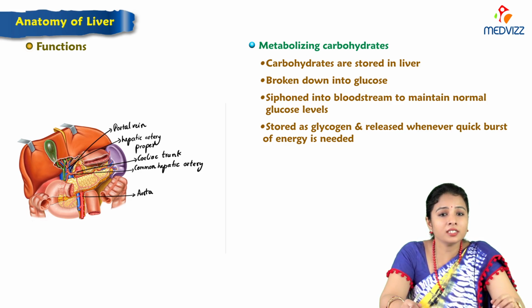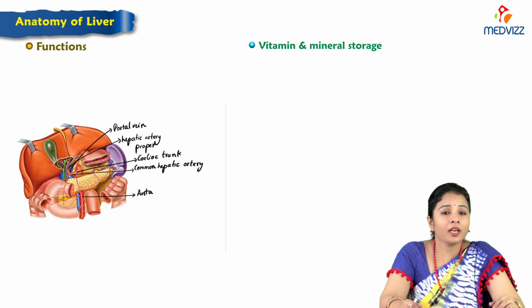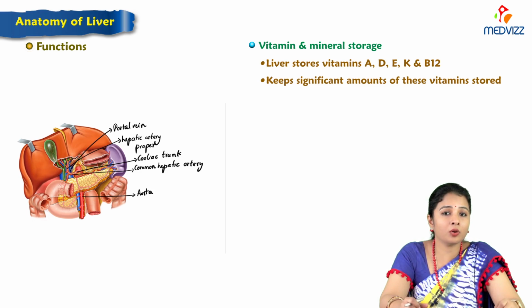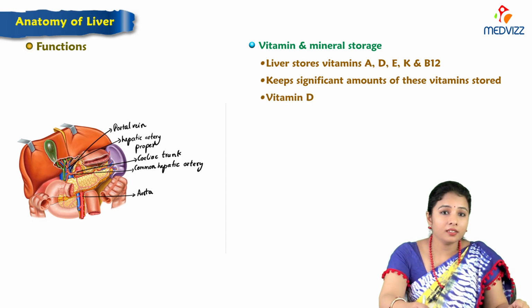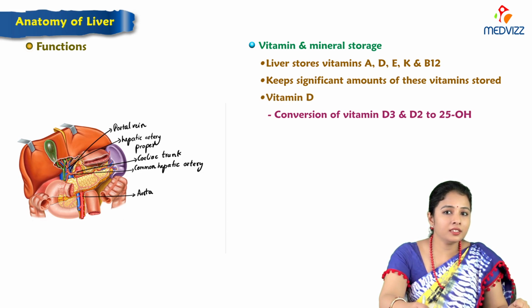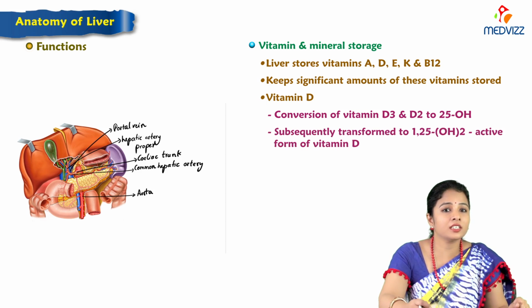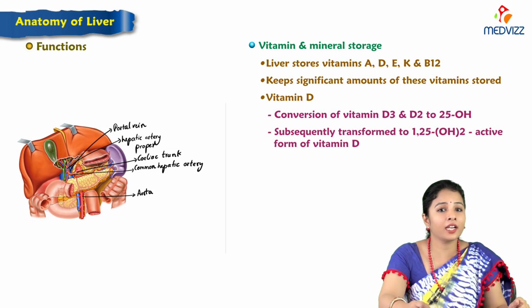The liver plays a very significant role in vitamin and mineral storage. The liver stores vitamins A, D, E, K and B12, so it keeps a significant amount of these vitamins stored. As for vitamin D, it converts vitamin D3 and D2 to 25-hydroxycholecalciferol, which is subsequently transformed to 1,25-dihydroxycholecalciferol, the active form of vitamin D, in the kidney.